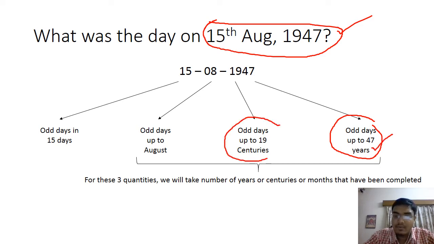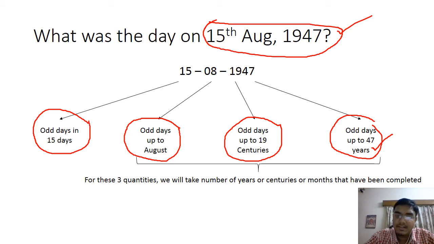Similarly, odd days up to 19 centuries, number of odd days up to August, and number of odd days up to 15 days. So 47 years, 46 years have passed away. So we'll take the number of odd days till 46th year, at the end of 46th year.